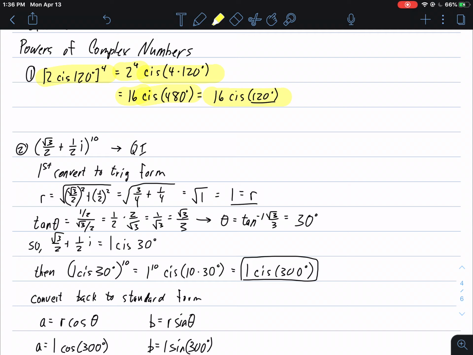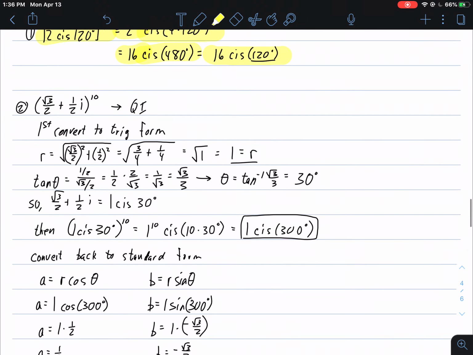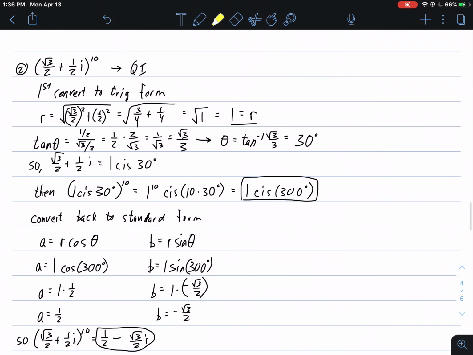If the number is not in trig form to start with, I'm going to have to first convert it to trig form in order to use the shortcut, in order to use the formula. In this case, it's a better form, because if I have this number in standard form, like square root of 3 over 2 plus 1/2 i raised to the 10th power, think of that like you would a binomial raised to the 10th power. When you're doing polynomials, you have x plus y raised to the 10th power. How do you multiply that out? You have to multiply x plus y times itself 10 times, right? Which is not really difficult, but it's time consuming. It takes a lot of time to do that. So the same thing here.